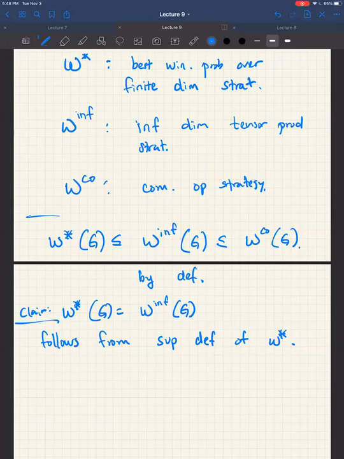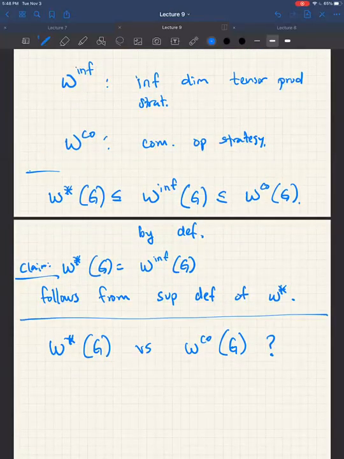So really the interesting question is, what is the relationship between omega star and omega commuting operator, right? Like if they were equal, then it would say that these very, very general quantum field theory commuting operator strategies, you can always just approximate them as well as you want using finite dimensional strategies. And that would be really nice because we would just say, oh, let's just focus on finite dimensions.